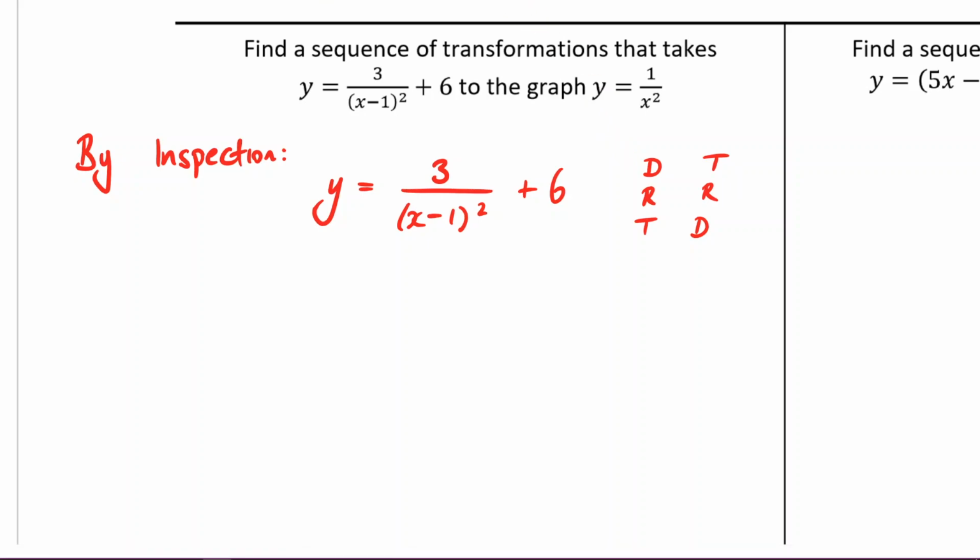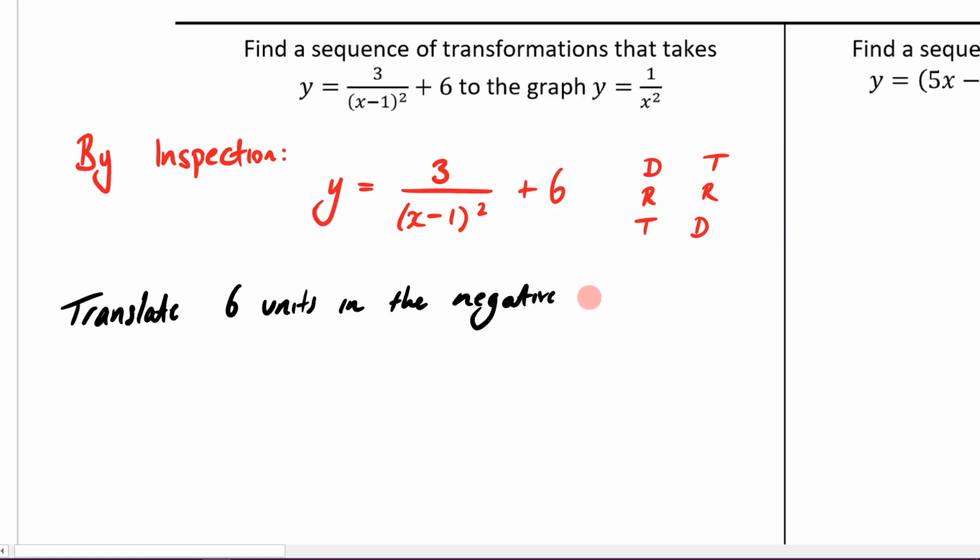The first thing that I want to do here, what is the first thing I want to do? I want to get rid of this 6. So if this graph at the moment, this +6 means it's been moved 6 up. Well, I want to move it 6 down. So that means I'm going to translate 6 units in the negative y direction. So by doing that, it's like I'm minusing 6, right? So that goes away, and I'm one step closer to making my graph look like that.